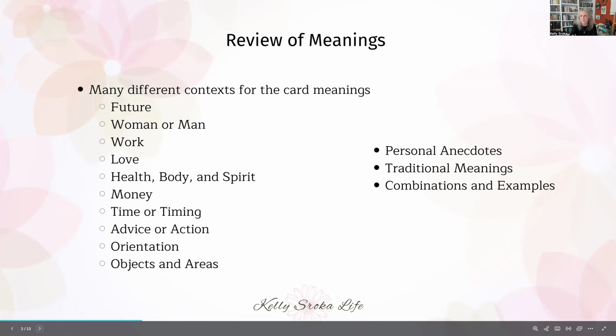The book also has personal anecdotes that Rana George has written about each card, along with traditional meanings for the cards and traditional ways of practicing with the cards, and then combinations and examples. There are ways of combining the cards together, because combining the Lenormand cards together is very important. And she gives lots of examples throughout the book.